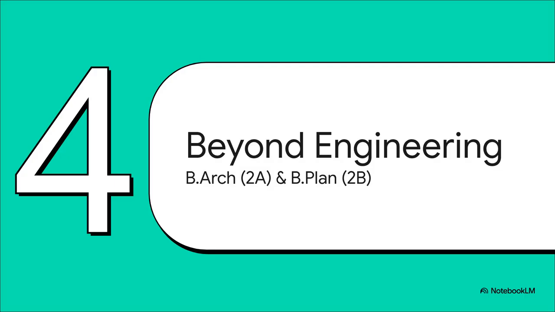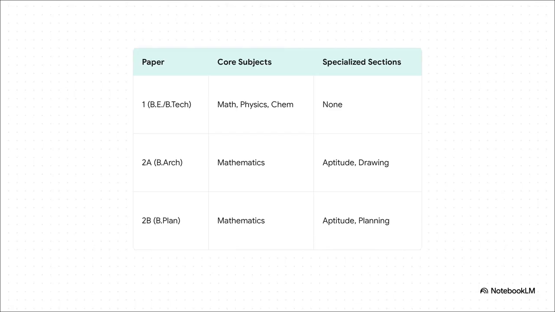Okay, so we've been all about engineering, but it's really important to remember that JEE Main isn't only for future engineers. There are also specialized papers for students who are passionate about architecture, that's Paper 2A, and for those interested in planning, which is Paper 2B. So what's the big difference? It's pretty straightforward. Paper 1 is the full science gauntlet, math, physics, and chemistry.